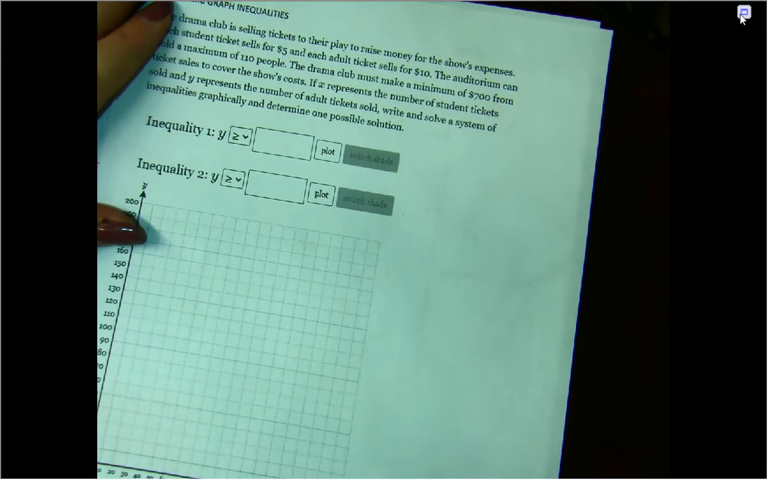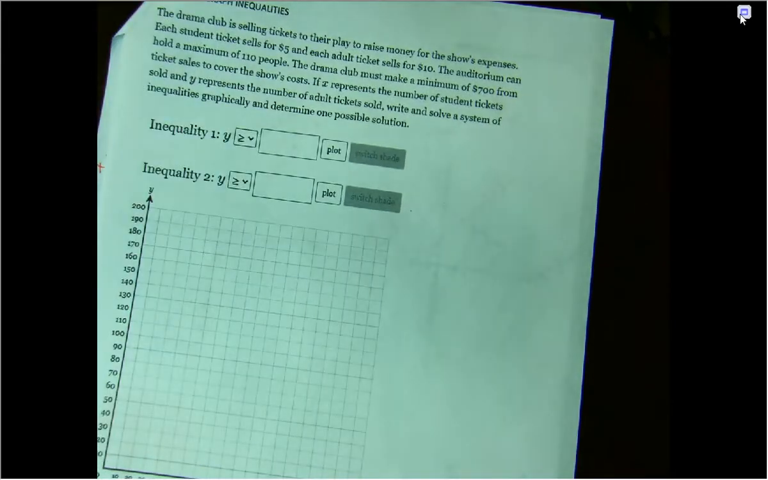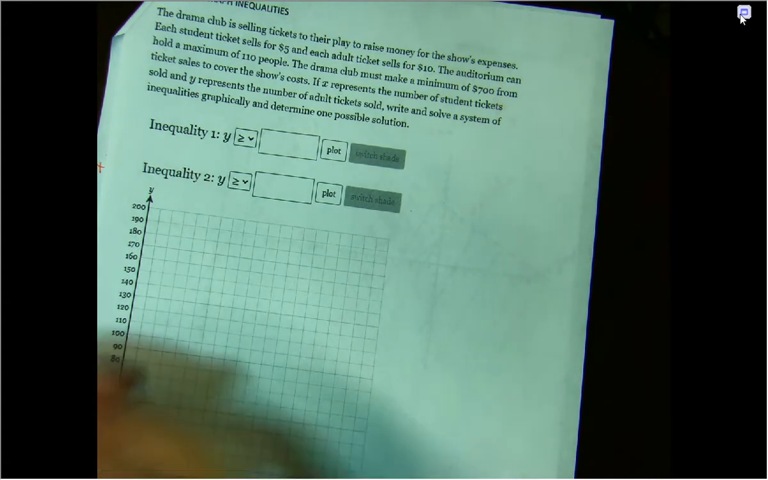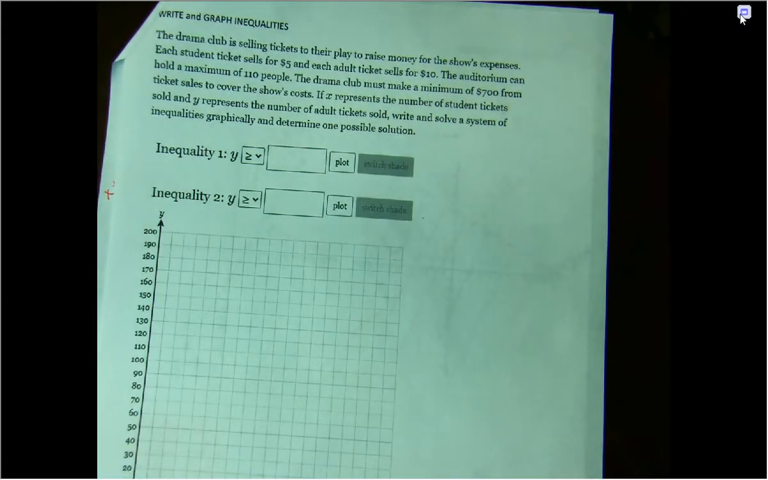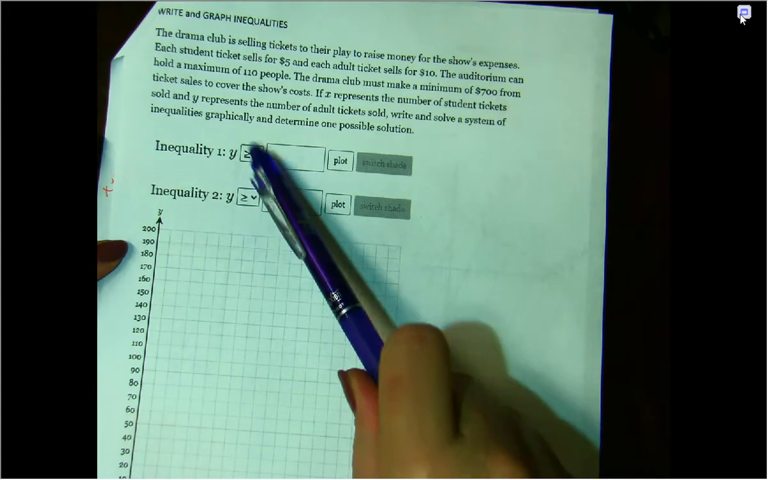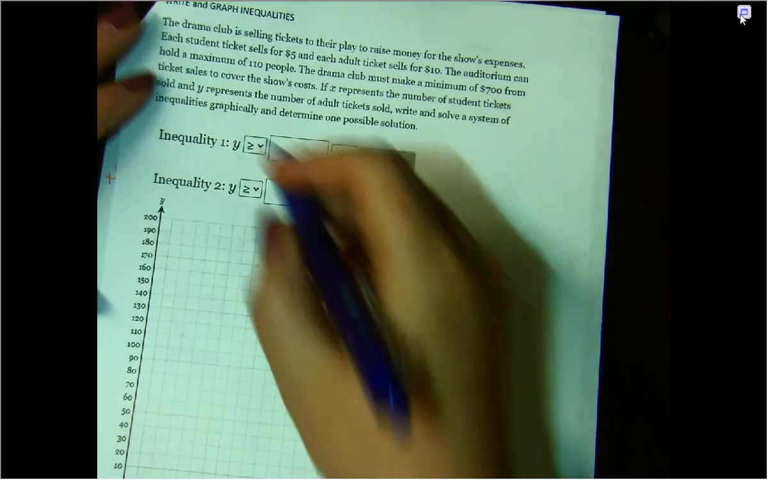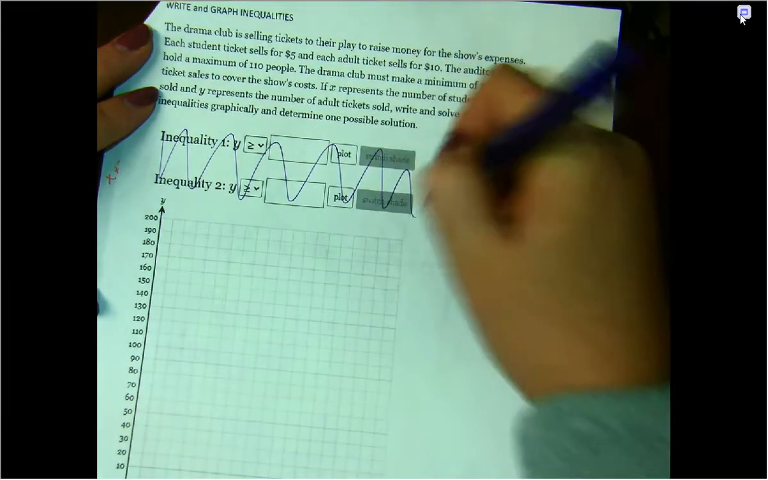All right, I believe that this is our last one here. And this one is the same idea. We're just solving inequalities. So inequalities is the same thing as solving equations, but you just have to use these two things. All righty, I'm going to get rid of this portion right here, and we're just going to write them over here.